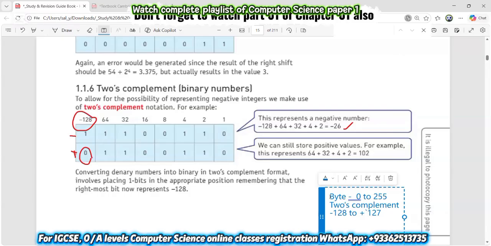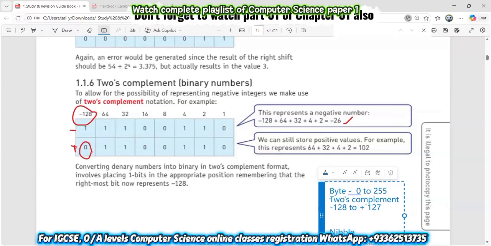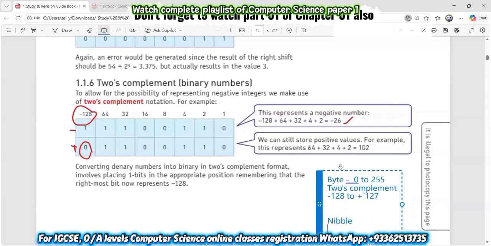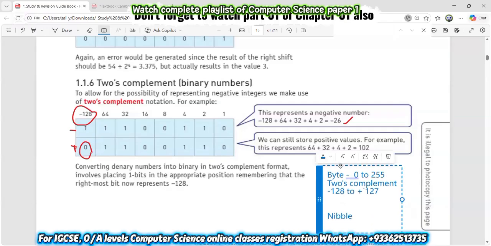Similarly for a nibble, a nibble is holding from 0 to 15, isn't it? I think this is what we have already talked about. But when it comes to 2's complement, the same concept applies, and this will become minus 8. So the capacity of the nibble is going to be from minus 8 to plus 7. Are we clear about this?